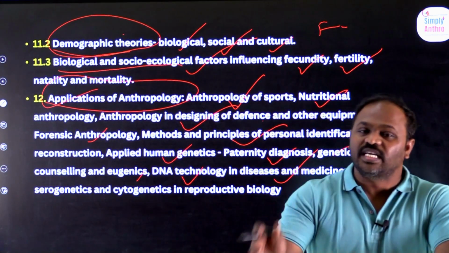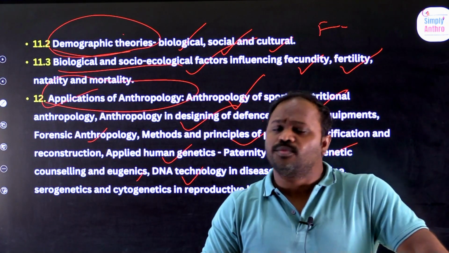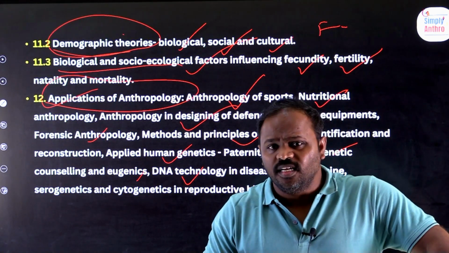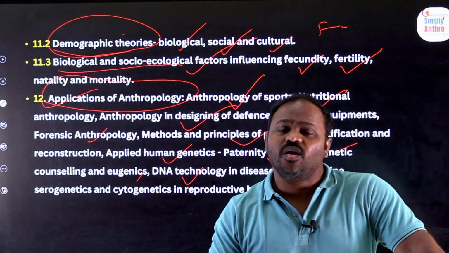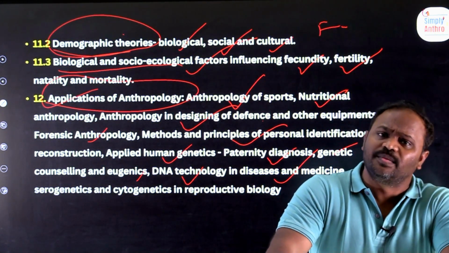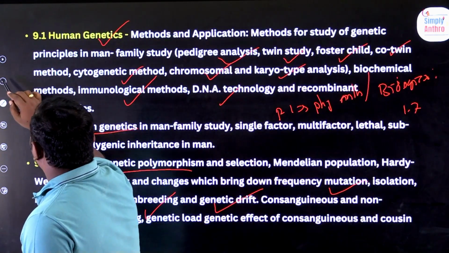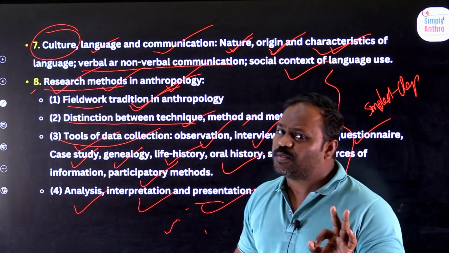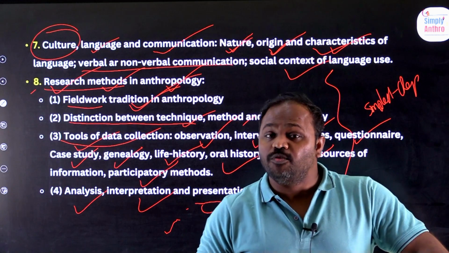9th unit, again physical anthropology, complete physical anthropology: race, racism, chromosomes, chromosome elaboration, everything. 9.1 to 9.8. Then we talk about chapter 8. Chapter 8 is again very simple. Do you remember what chapter 8 is? Chapter 8 is dealing with research methodologies. Very easy chapter.